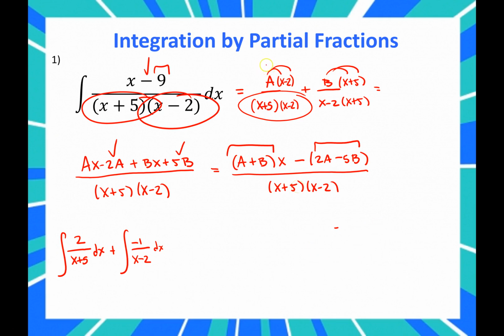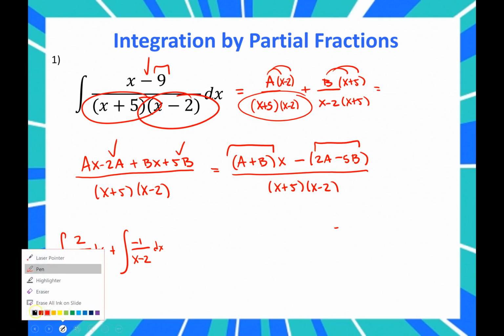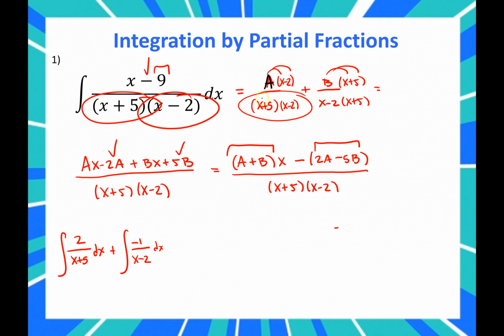So here you originally had the a over x plus 5. You originally had the b over x minus 2. And so you have that same thing down here. All right, and we're almost done here. So if you want, you can pull that 2 out in front.